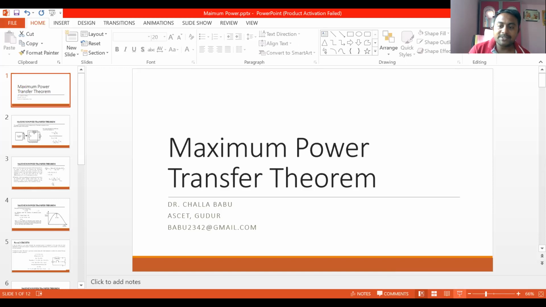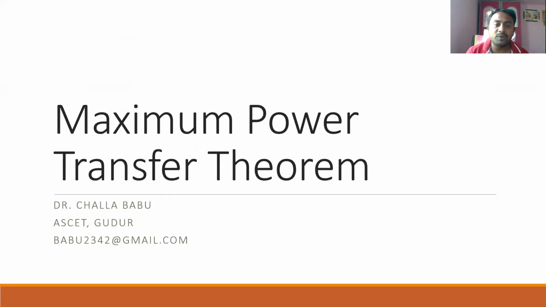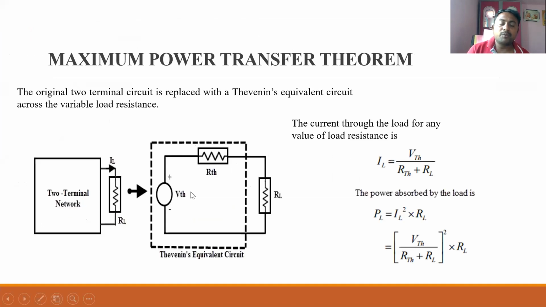In the maximum power transfer theorem, unlike in our previous theorems, where we just find either the voltage or the current, in this theorem we are going to find the maximum power flowing to the branch or network. So to do the maximum power transfer theorem, we have to reduce the network using Thevenin's theorem.